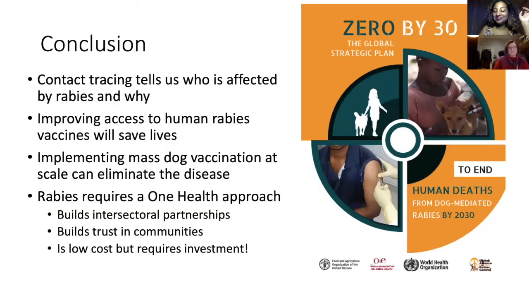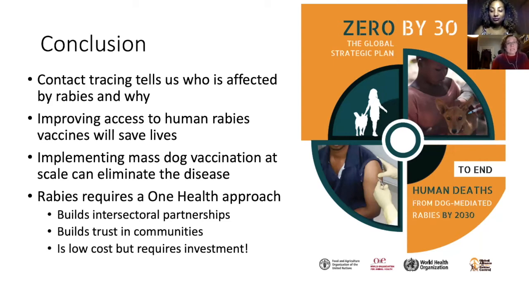So in conclusion, I think the contact tracing has been really insightful to tell us who is affected by rabies and why, and tell a bit more of the human story behind rabies transmission, as well as improving our epidemiological understanding. We've got really important take-home lessons about the need to improve access to life-saving human rabies vaccines, but also about how to deliver mass dog vaccinations and what impact they can have.